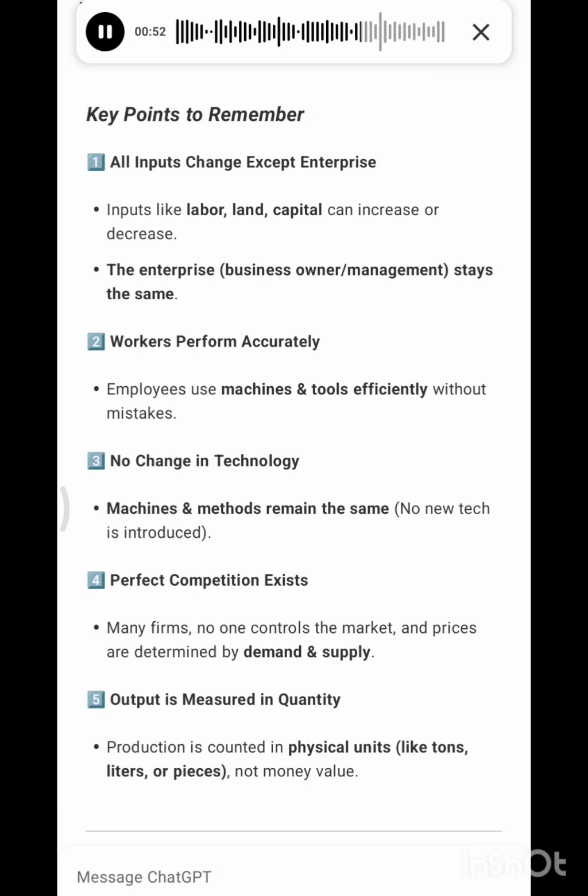Short trick to remember, word method. Key points: inputs, workers, tech, competition, output. Word equals IWTCO. Think, I work to count output. I: inputs change except enterprise. W equals workers perform well. T: technology is constant. C equals competition is perfect. O: output is measurable. Just remember IWTCO, and you can recall the assumptions easily.